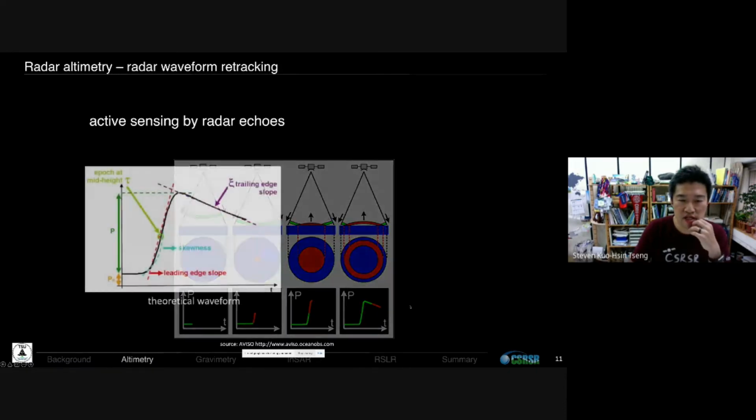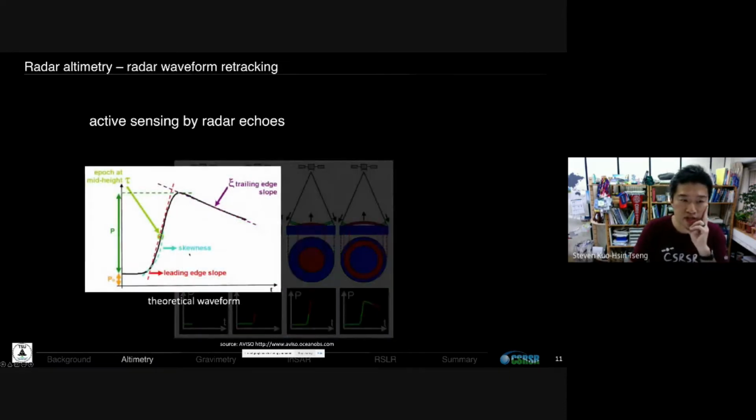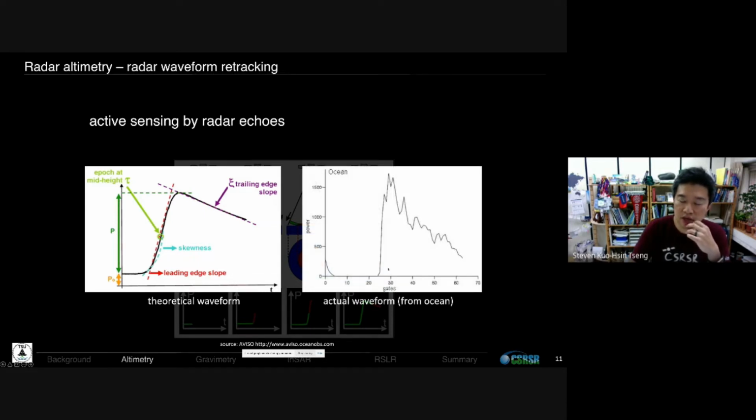To analyze this waveform, we need to decompose it. Actually, this waveform can tell us several stories. For example, what is the significant wave height? Because when the wave height is higher or lower, it will change the skewness and also change the entire shape of the waveform. So basically, we can extract some parameters of the ocean state from the waveform itself, not only the sea surface, but others like the roughness. And this is a typical real ocean waveform. It's like this.